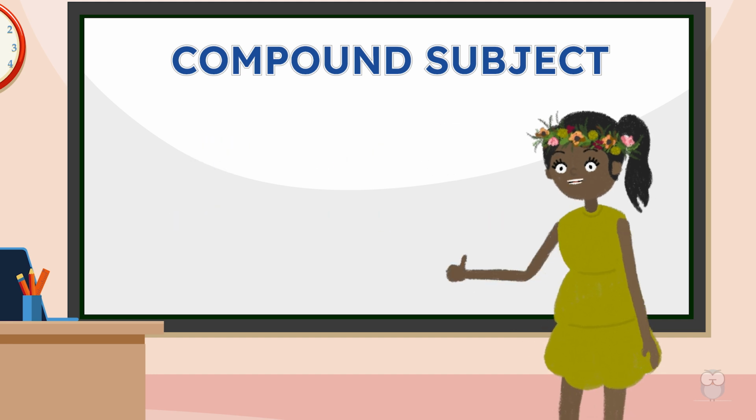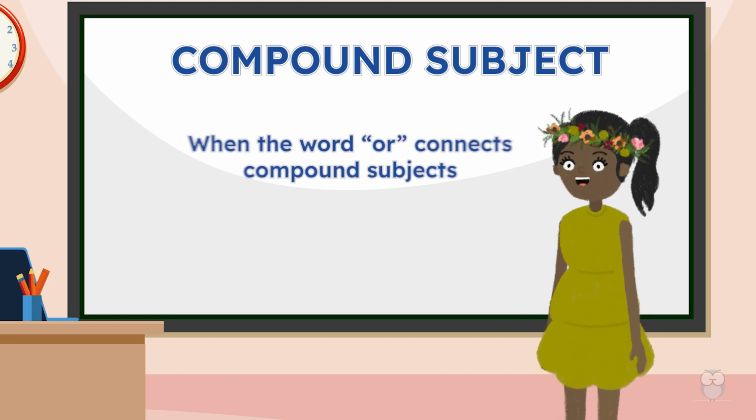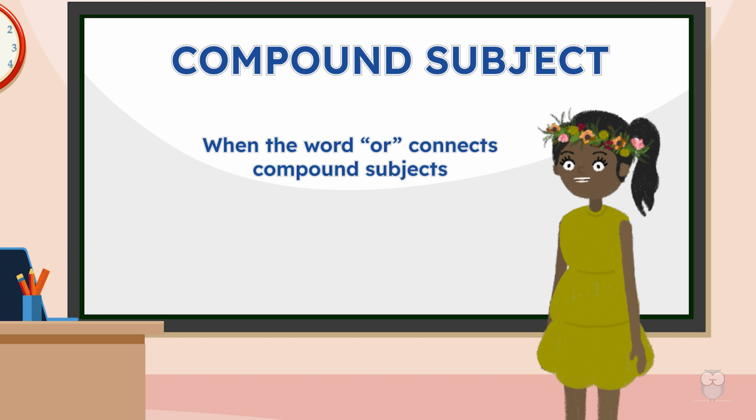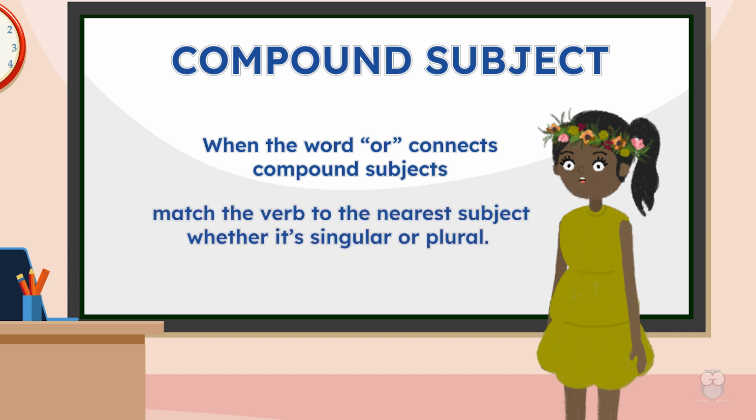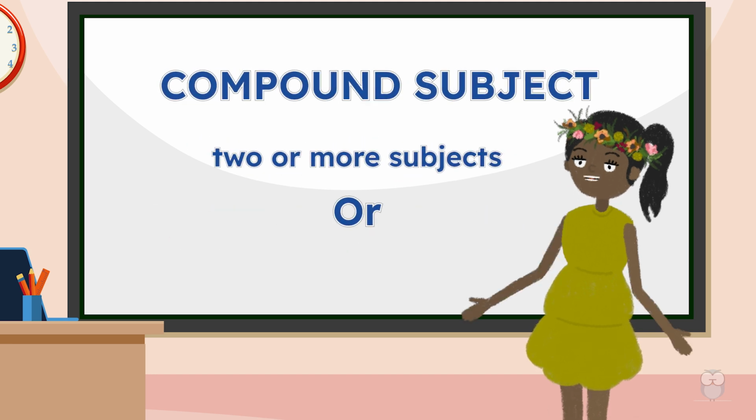Okay, so here's what you need to remember. When the word or connects compound subjects, always match the verb to the nearest subject, whether it's singular or plural. This keeps your sentences grammatically correct.